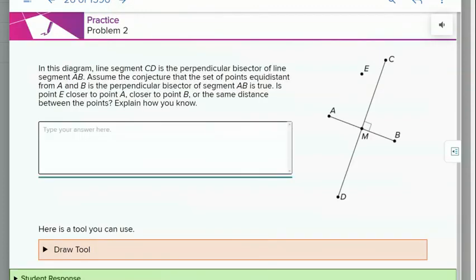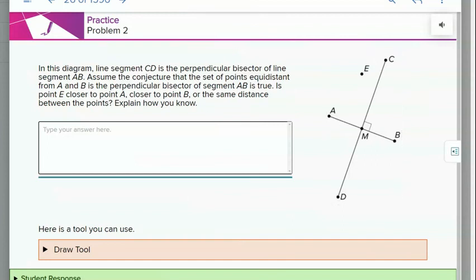All right. So, problem two. In the diagram, line CD is the perpendicular bisector of line segment AB. So, CD from here to here, that's the perpendicular bisector of line AB. Okay, we just don't have the circles. Assume the conjecture that the set of points equidistant from A and B is a perpendicular bisector of segment AB is true. Is point E closer to point A, closer to point B, or the same distance between the two points?